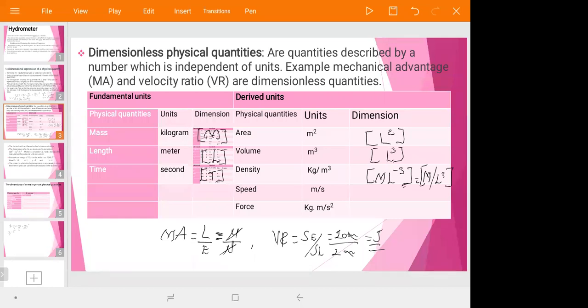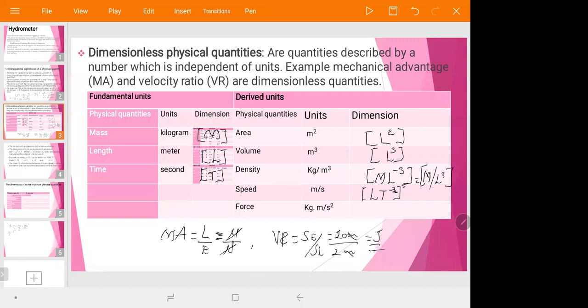Again, speed. Meter is the SI unit of length. When we represent length by dimension, it is symbolized by capital L. Again, second is the unit of what? The unit of time. So T capital minus 1. So the dimension of speed or velocity is L T minus 1.